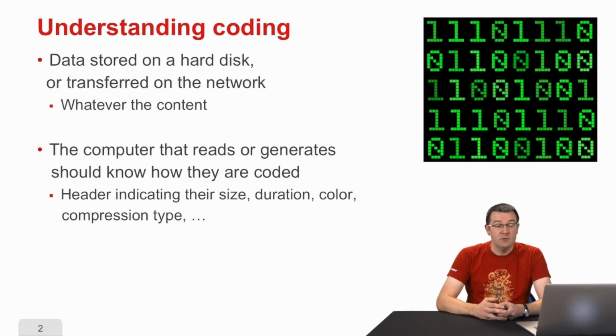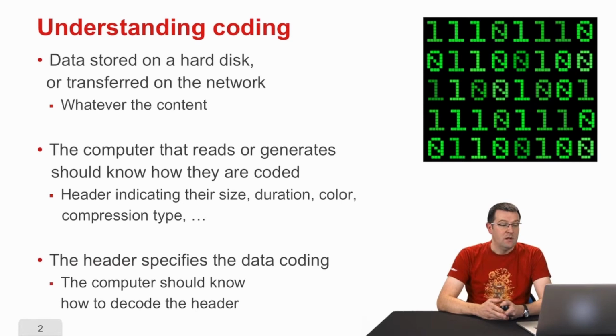In practice, there will be a header that describes the data's size, the potential length, the potential colors, the compression format, etc. The header will specify the data coding. The computer will first look at the header that is with the data, to see how they are stored, then look at the data according to what the header described.